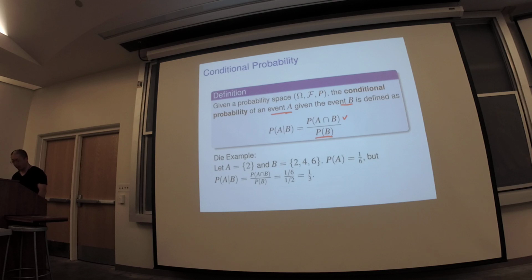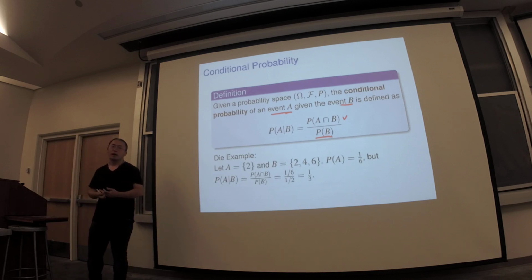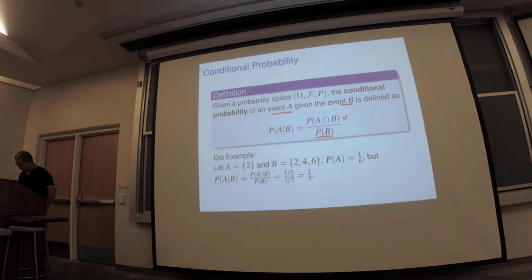So here's an example. If we roll a fair die, that means you get any point 1, 2, 3, 4, 5, 6 with equal chance, right? So we can define two events. First, the event A is represented by the set {2}, meaning you only get point 2. And the second event B represents that you get even points, so it consists of 3 points: 2, 4, or 6. And we know, because it is a fair die, that the probability of A is 1 over 6.